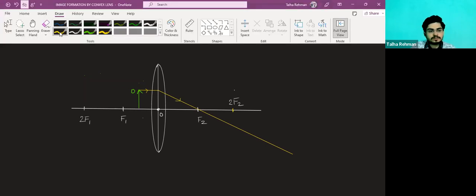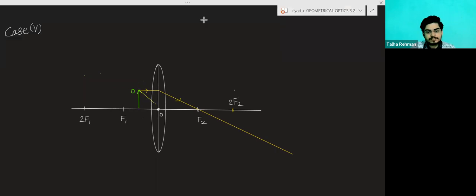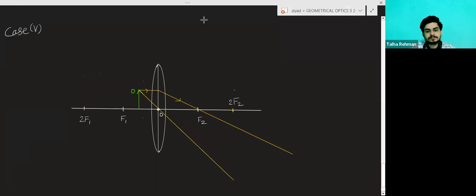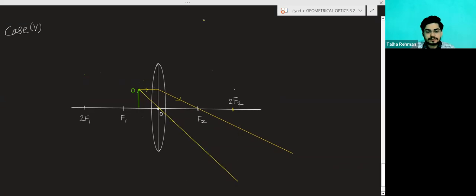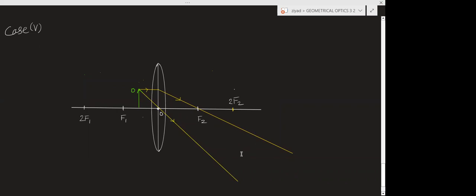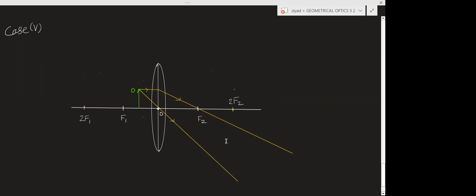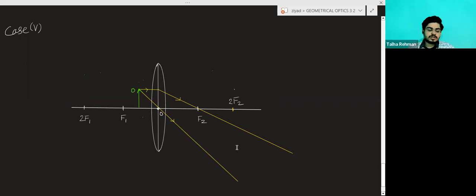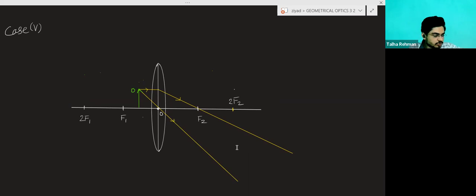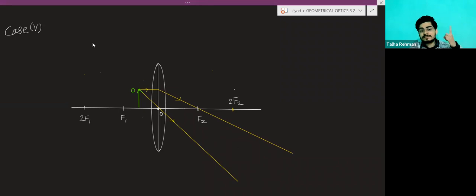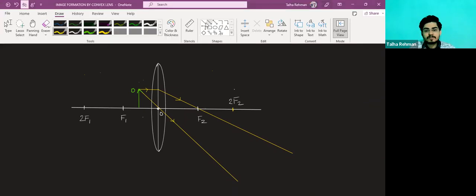Another ray from the object is passing through the optical center and will pass straight. Now you can see both these rays are diverging in nature, and these rays will never meet in reality. So what we will do is produce them backward. If these rays never meet, there would be no image. No, there will be an image, but the image will be virtual, not real, because we will produce these rays in the backward direction, and where these rays meet in the backward direction, there the image will form.